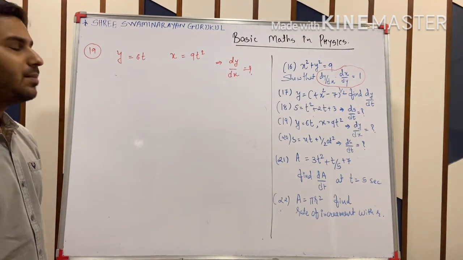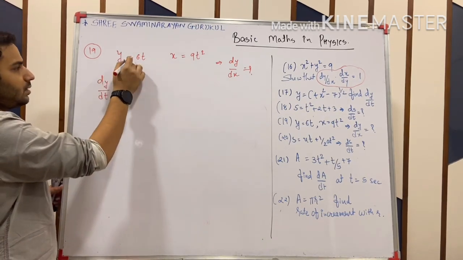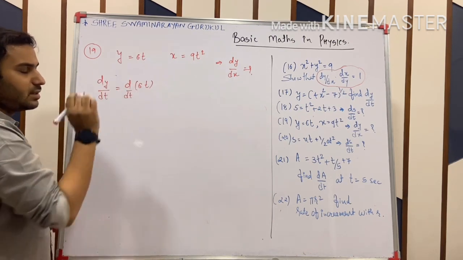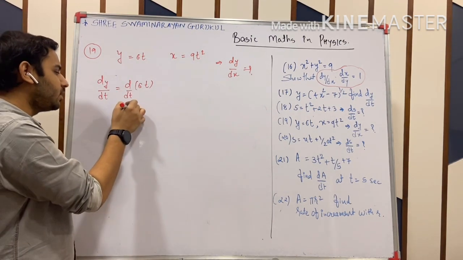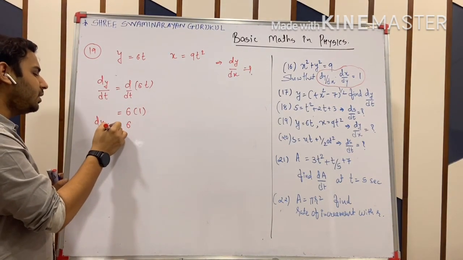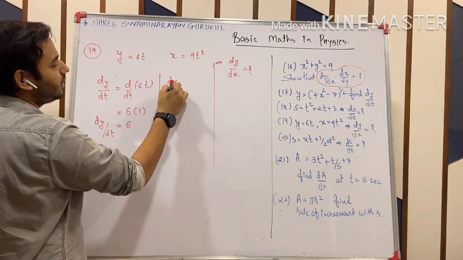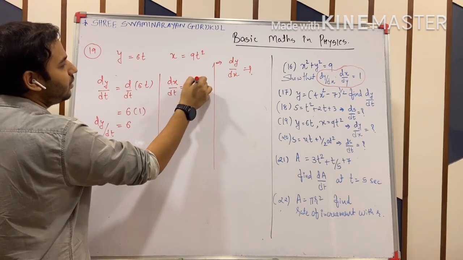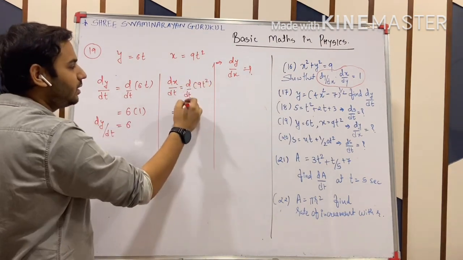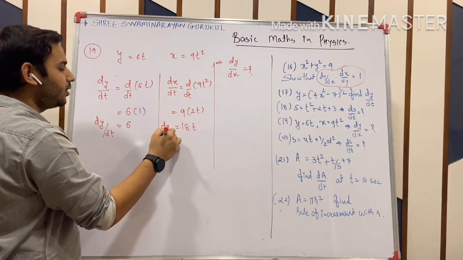Okay, step by step. First, differentiate this with respect to t. dy by dt, that is d by dt of 6t. 6 is a constant term, differentiation of t is 1. 6 into 1, the answer is 6. This is the answer of dy upon dt. Now the same thing, dx upon dt, which is d by dt of 9t square. 9 is a constant term as it is, and differentiation of t square is 2t, so 18t. This is the answer of dx upon dt.